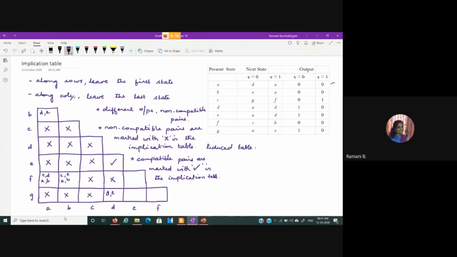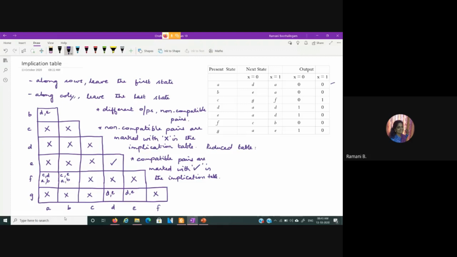So we write that over there. Then comparing E with F, the outputs are different, so give X mark. Then E with G, the outputs are same. Here also you have D comma E as the implied state, and F comma G, it is non-compatible as the outputs are different. So now first filling the table with these initial values, that is the implied states, cross mark and the tick mark.